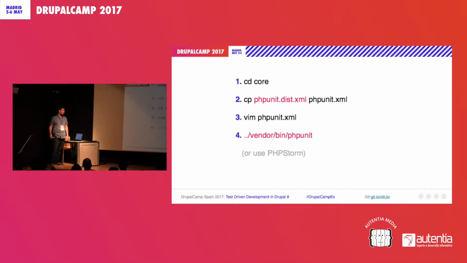And when you have that file, you just run in your terminal vendor/bin/phpunit. If you run it like that, you will run all of Drupal 8's tests. So it will take a while before it's finished, but this is basically the whole thing. You can also use PHPStorm to run your tests. It's sometimes easier. You'll see that in an example later on.